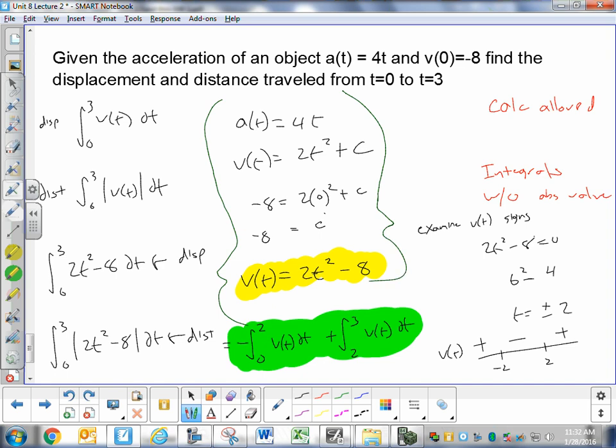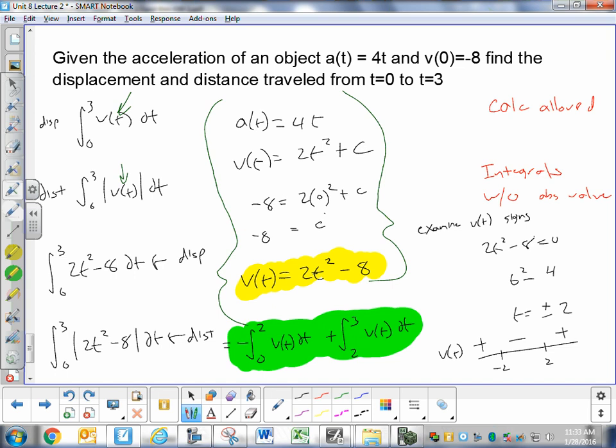This middle part here is what we need to do first. Because we know the displacement is the infinite sum of my velocities times my times. I need velocity. We know distance is the infinite sum of my positive displacements. I need velocity. I'm given acceleration. I need to take the antiderivative and find the velocity. That is step one. We find that the velocity function is 2t squared minus 8. Once we have that, the rest is just plugging it into your calculator. From 0 to 3 of 2t squared minus 8 will be the displacement. From 0 to 3 of the absolute value of 2t squared minus 8, that would be the distance.